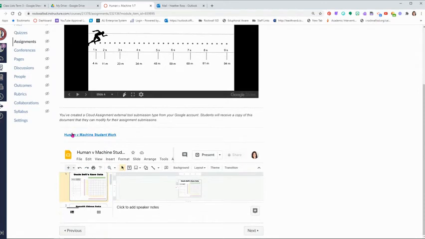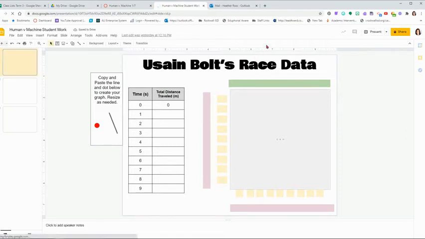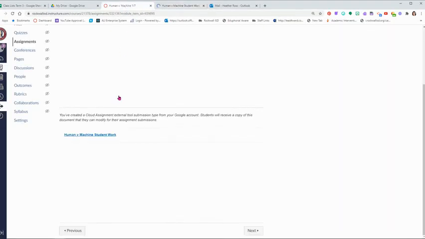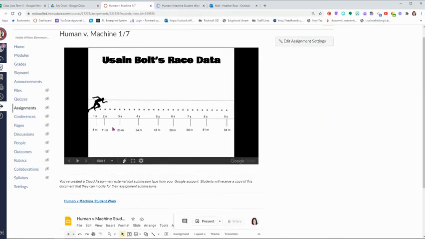At the bottom of the Canvas assignment is your actual student page where you're going to be recording your work. So I'm going to click on the link to open my assignment. And you can see you have a place to make a graph for Usain Bolt's race data. So you're going to take the data that is presented to you on the slide right here.